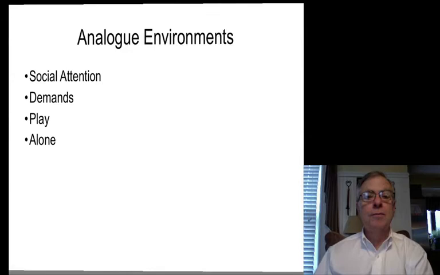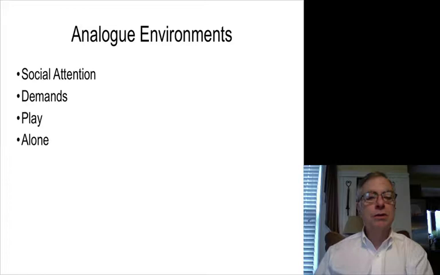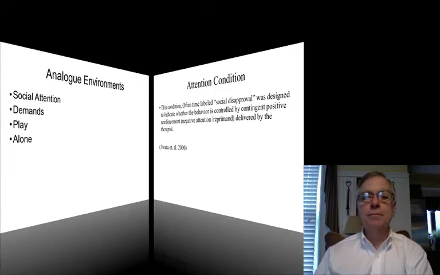As I've told you before, the 4 analog environments are social attention, demand, and play. The last one we referred to, alone, the play condition, which we'll talk about in a second, really doesn't match up with one of those cells in that 2x2 matrix, but we'll talk about that in just a second.